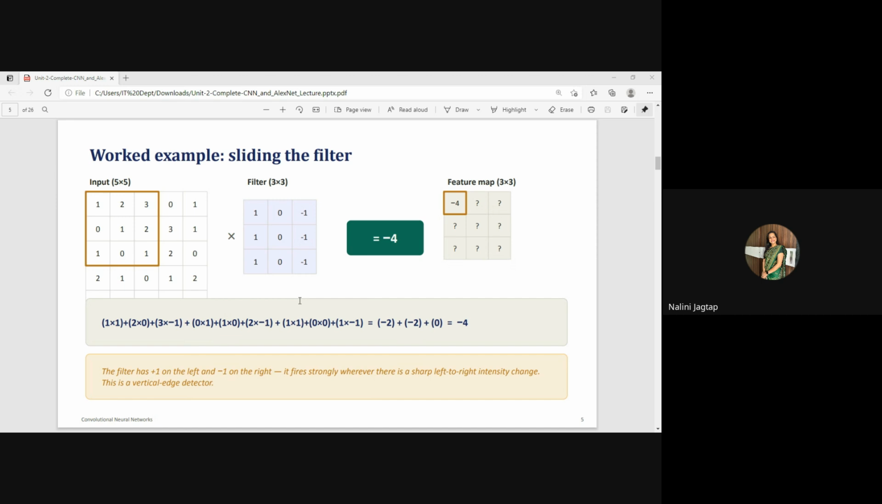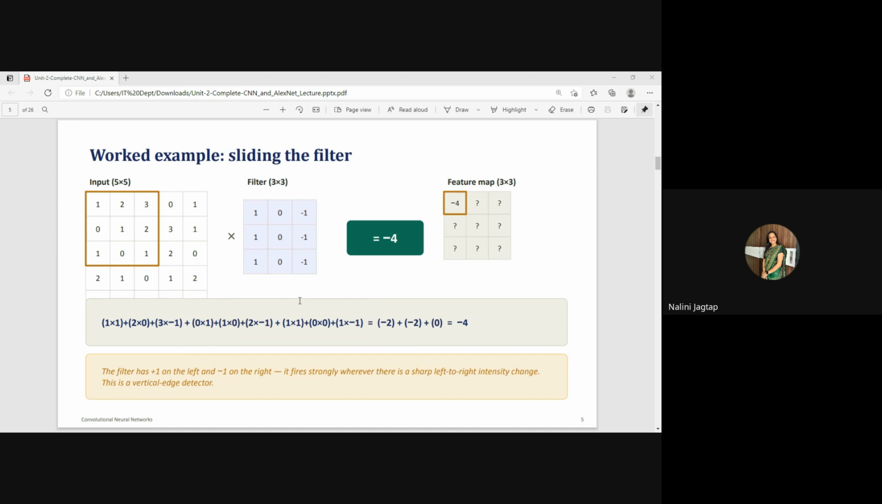So 1 times 1 plus 2 times 0 plus 3 times -1. Then 0 times 1 plus 1 times 0 plus 2 times -1. Again, then 1 times 1 plus 0 times 0 plus 1 times -1. So this gives us -2 plus -2 plus 0, which is a total value of -4. Now, what does this -4 mean? This -4 becomes the very first value in our output feature map. Okay, now let's pause over here and really understand what this number minus 4 tells us.